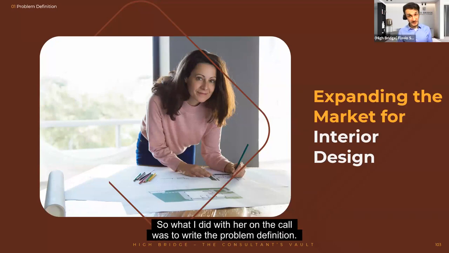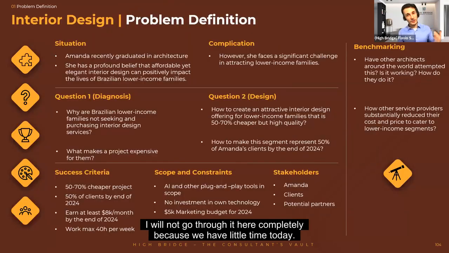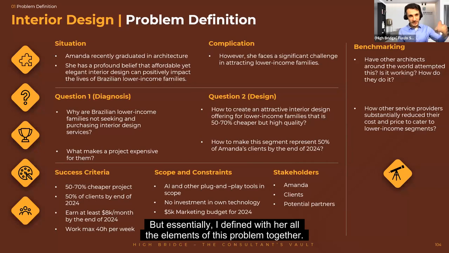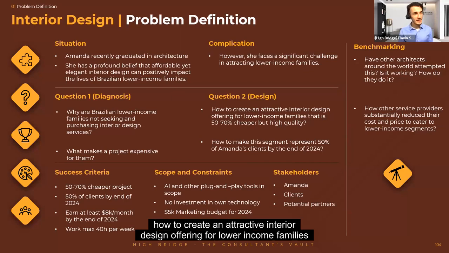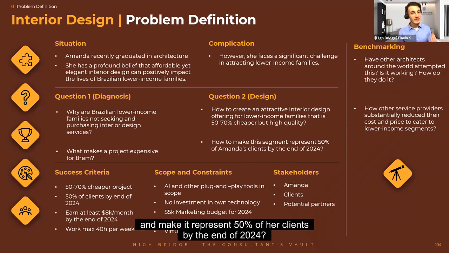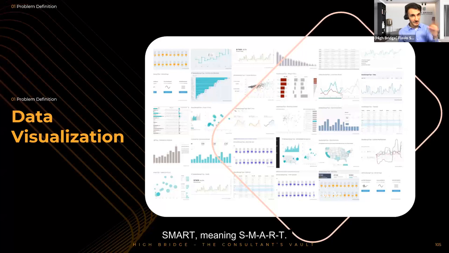So what I did with her on a call was to write the problem definition, right? I will not go through it here completely because we have little time today, but essentially I defined with her all the elements of this problem together, right? And importantly, the question here: how to create an attractive interior design offering for low income families that is 50 to 70% cheaper, but high quality, right? And make it represent 50% of her clients by the end of 2024. Okay, very SMART question. Smart meaning S-M-A-R-T.